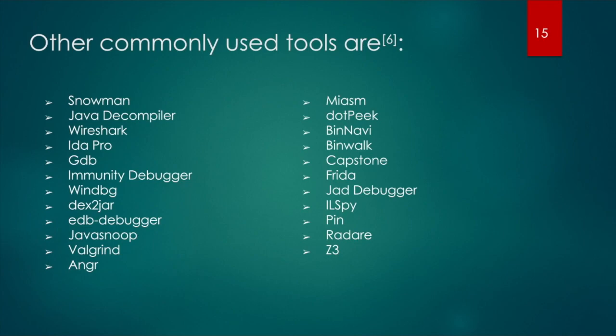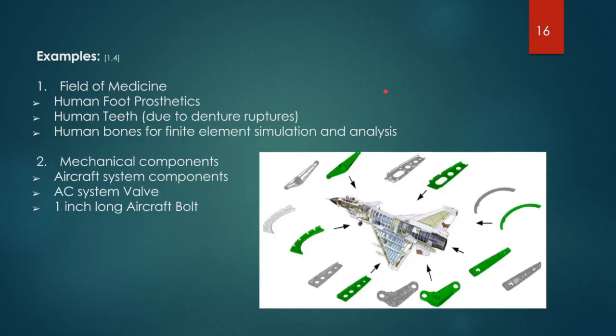Miasm. It is for Python. Dotpeak. It is used to decompile .NET assembly. We also have other tools such as Wireshark, BinNav, IdeaPro, BinWalk, etc. We have seen how reverse engineering is applied on software code using various tools to trace back the binary code to the original source code.